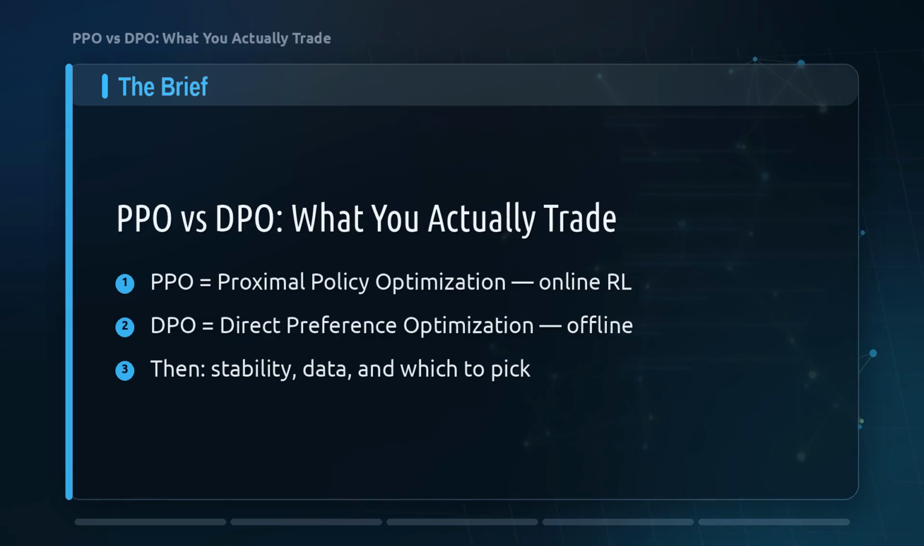Aligning a model on human preferences used to mean PPO, Proximal Policy Optimization, a full reward model plus reinforcement learning pipeline. Then DPO, Direct Preference Optimization, skipped half of it, no reward model, no online sampling. Whether that shortcut is free or just moves the cost is today's question.